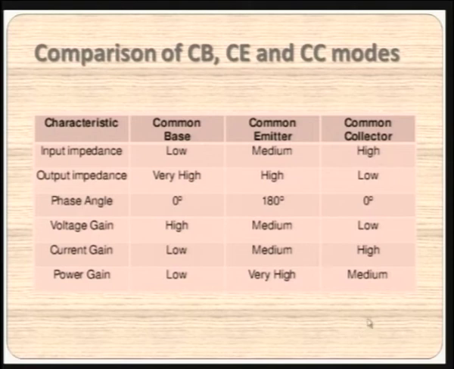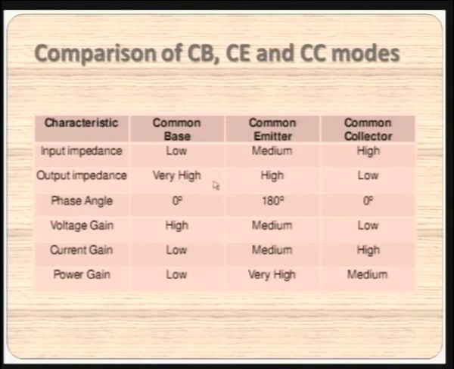The few points I would like to highlight: when we take the power gain, it's very high in the case of common emitter. That's why the common emitter mode is the most preferred mode of operation. This also I have already mentioned. And when we look at the input impedance between the common emitter and the common collector, it is just the opposite. The input impedance is low here and medium here, it's very high. It is the opposite trend.